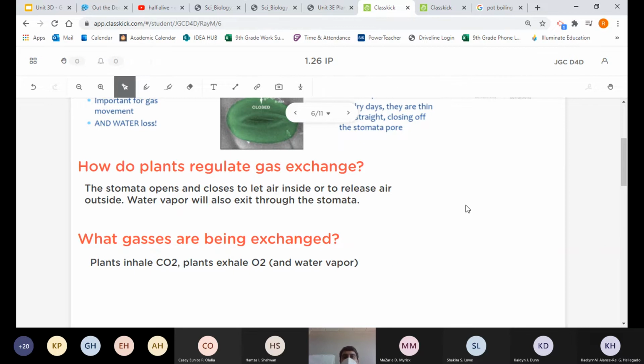So it's important that they regulate how open or closed they are, because if it's open for too long, it's going to lose a bunch of water. And as we've seen with plants, going back to our photosynthesis equation, water was a reactant. Plants need water to live. Okay.